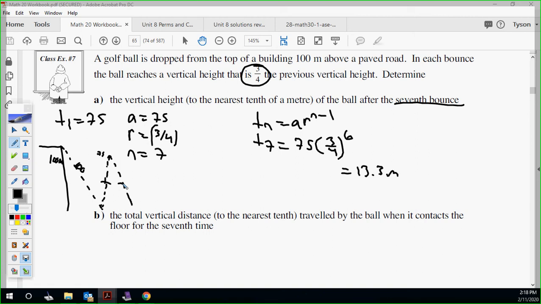So what I mean by that is, this is bounce 1, right? That's 1. Here's 2, 3, 4, 5, 6, 7. 1, 2, 3, 4, 5, 6 up and downs. So I'm saying, see how it contacts the 7th time? Did it do the 7th bounce? No. So we're really looking for the 6th bounce. Does that make sense? So we have 6 sections.